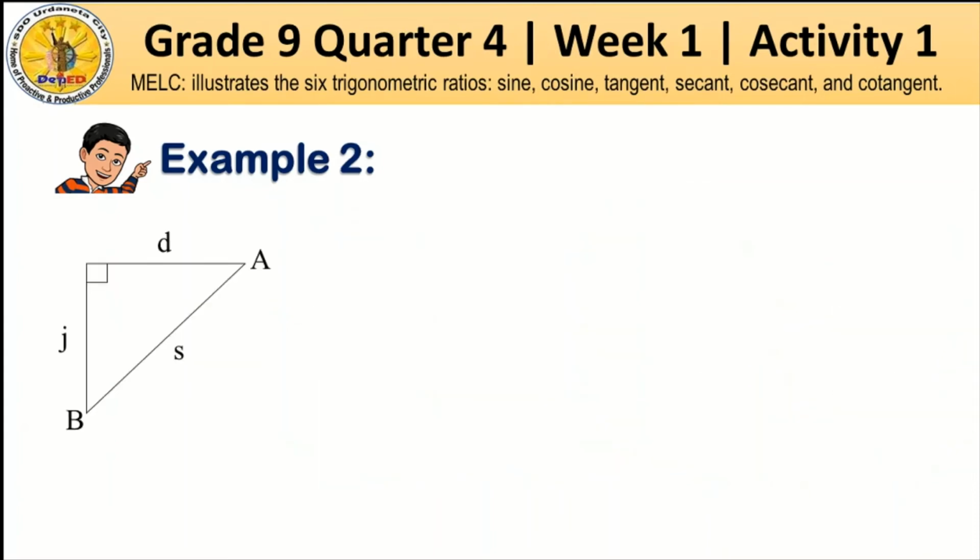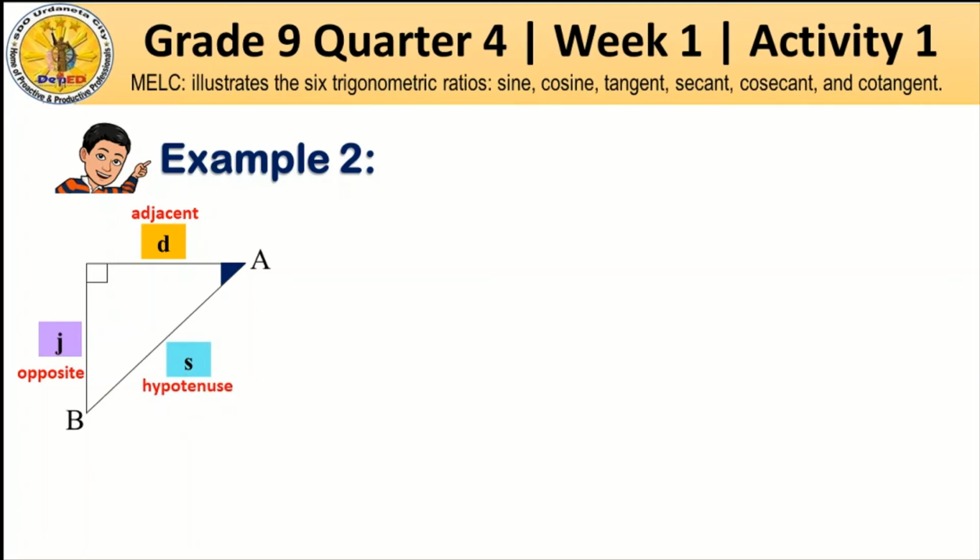Next example. Given the right triangle with side J, D, and S, let's determine the 6 trigonometric ratios with respect to angle A and angle B. Unahin muna nating hanapin ang 6 trigonometric ratios with respect to angle A. We know that side J is the opposite side of angle A. Side D is the adjacent side, and the hypotenuse is side S.